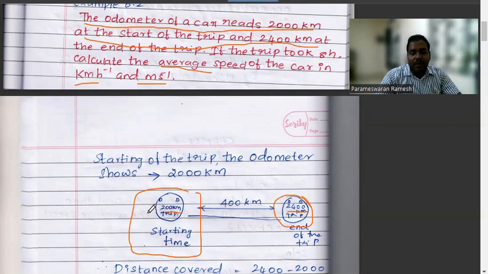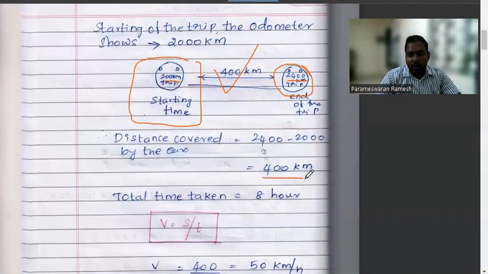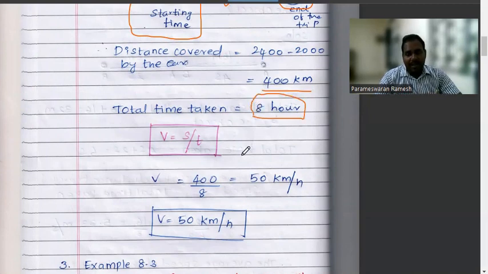So the difference between the start and the end of the trip is only 400 kilometers. How does it come? 2400 minus 2000, so we get 400 kilometers. Total time taken is in hours. We need to find it in kilometer per hour as well as meter per second. So V is equal to S by T, where V is average speed, S is total distance traveled, and T is total time taken. So 400 divided by 8, we get 50 kilometers per hour.